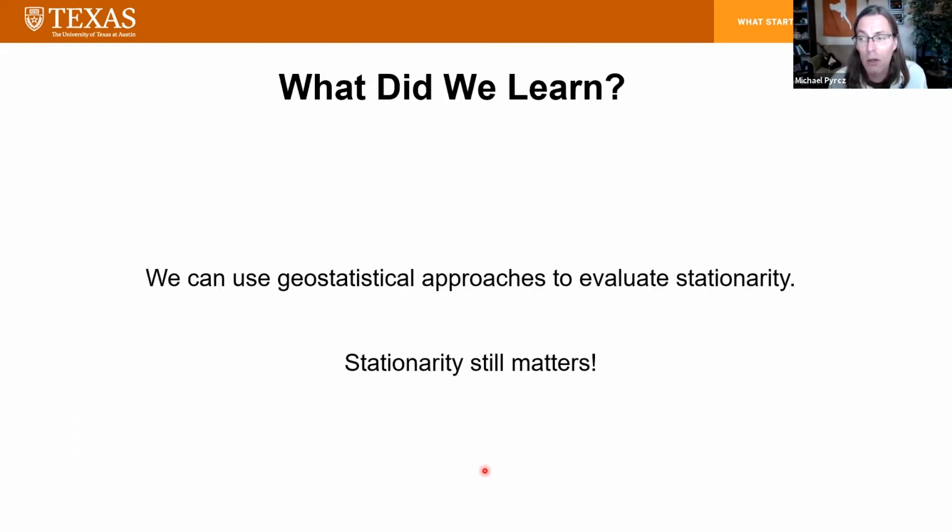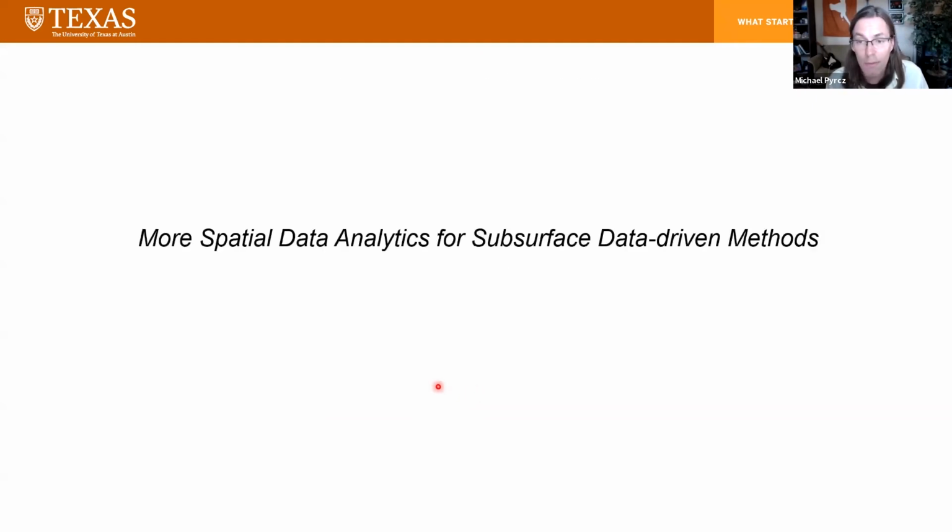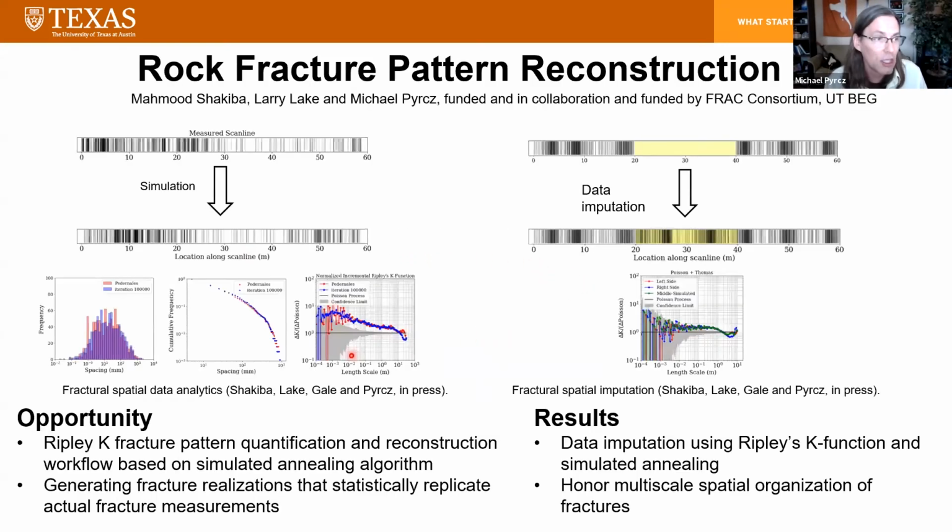Okay, let's talk about, we need to use geostatistical methodologies to establish and understand stationarity. I think more work needs to be done on non-stationarity with deep learning and machine learning methodologies. We're working on that right now. I think there's a lot of unsolved problems around it, but if we can separate things into stationary domains, that's very powerful. More spatial data analytics for subsurface data-driven methodologies.